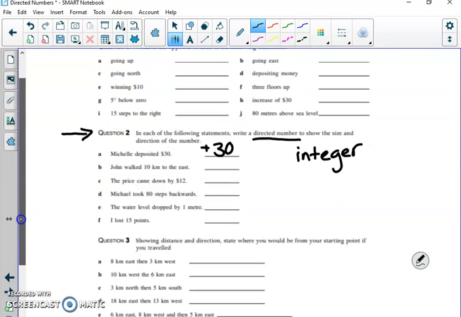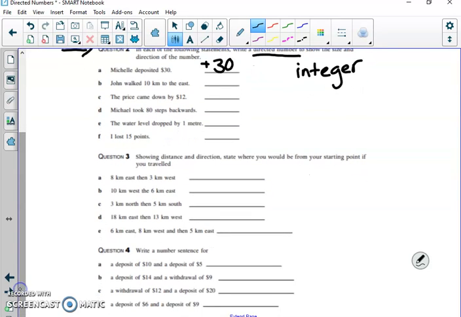All right, next one, showing distance and direction. State where you would be from your starting point if you traveled. So if I traveled 8 kilometers east and then 3 kilometers west, how far would I be from my starting point? Now, there's math equations that I can use to do that. So if I travel plus 8 and then I minus 3 kilometers, where am I at? So 8 minus 3 equals 5.